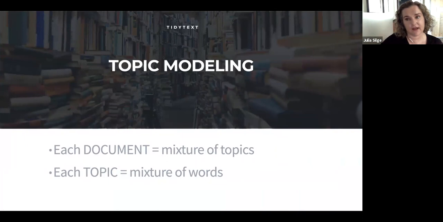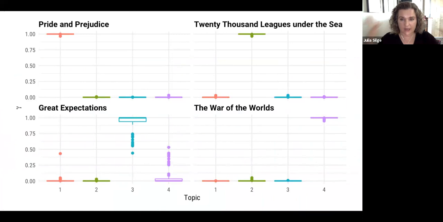So here's a result to give you an idea of what happens. Let's say we take these four sort of classic English books, and we rip them apart into chapters. Then we throw them in a pile and mix them up. So we've got a chapter of Pride and Prejudice and a chapter of War of the Worlds mixed up. Then we train a topic model to say, can you tell the difference between these? Can you tell a difference between a chapter from 20,000 Leagues Under the Sea and a chapter of Pride and Prejudice?